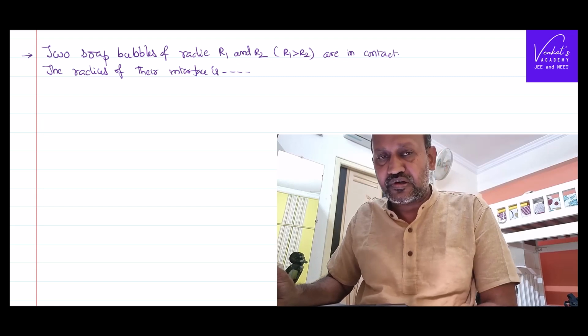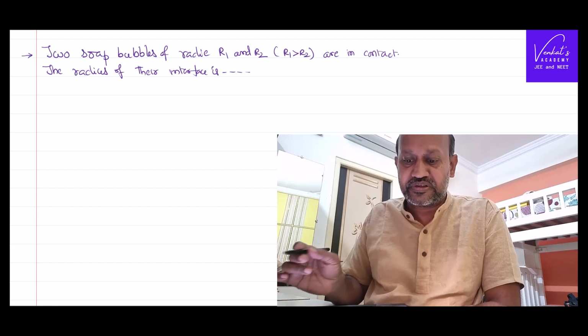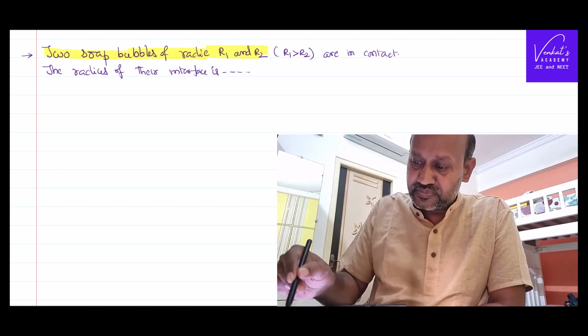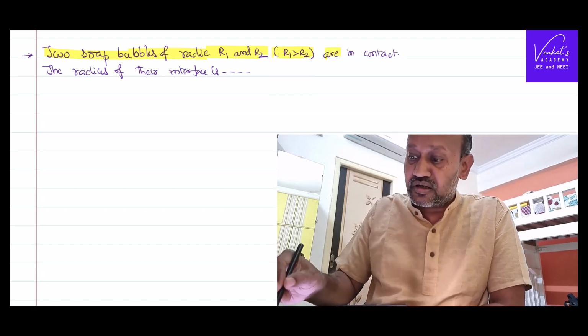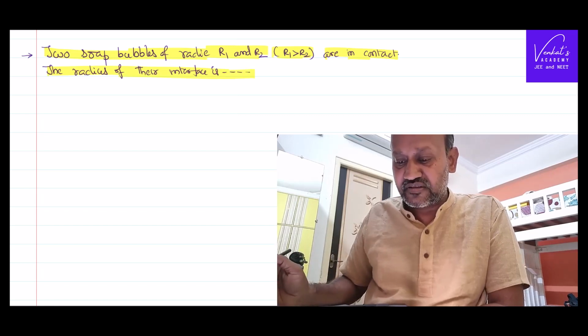We are trying to solve a small problem based on surface tension. Let me read out the problem for you. Two soap bubbles of radii R1 and R2, where the first radius is bigger than the second radius, are in contact. What's the radius of their interface? It's a kind of a question, right?